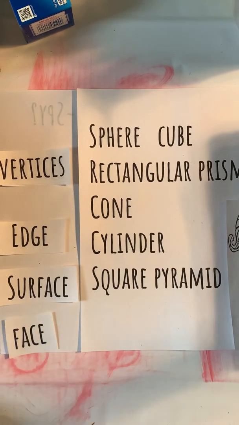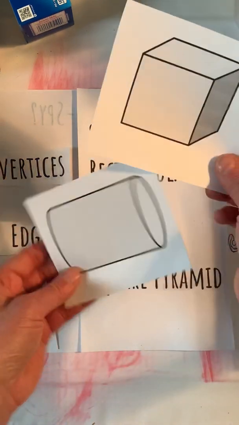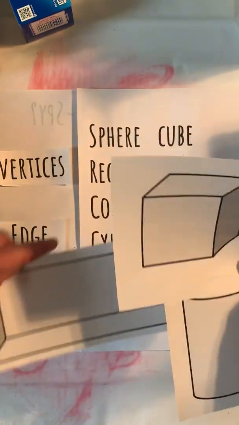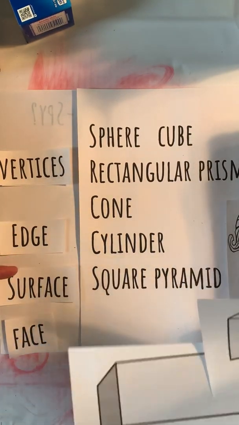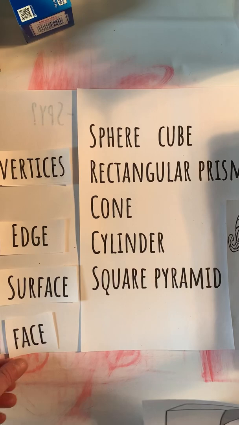so when we're talking about 3D objects, we're going to be talking about their vertices, the edges, the surfaces, and their faces, okay?